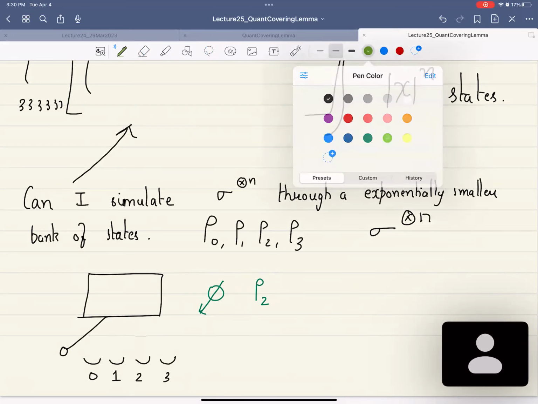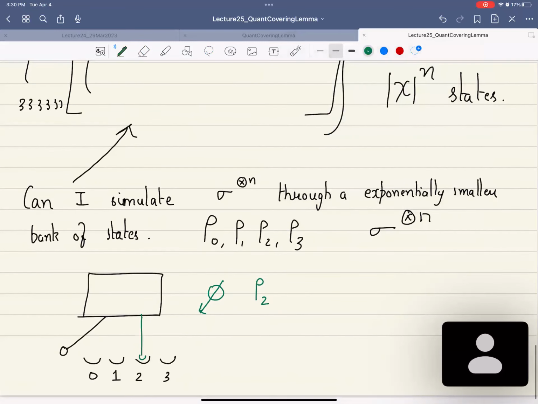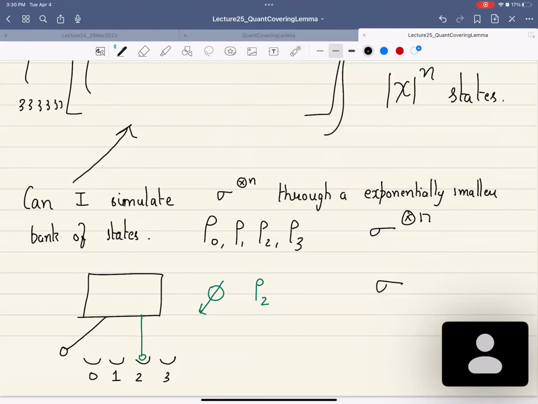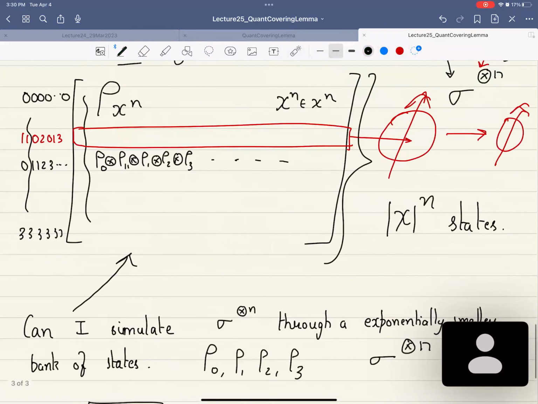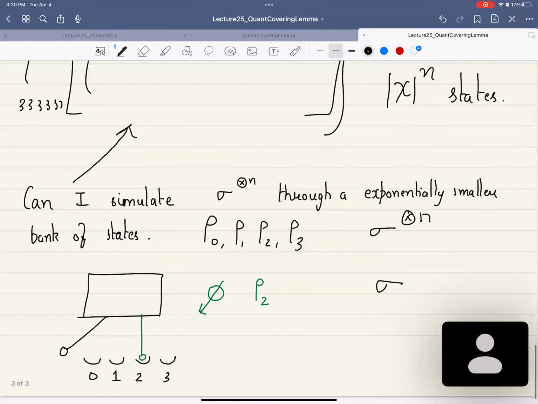So you only have this machine, and you want to prepare the quantum state sigma. So you have to take this entire bank of possibilities. You have to create each with its probability, and if you want to create sigma tensor n, that's what you want to do. Now the question is, can you do this with a smaller library of collections, but with only this machine? You can't use a different machine. Is that clear?